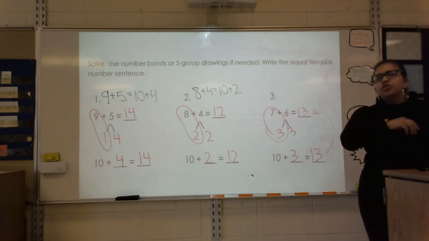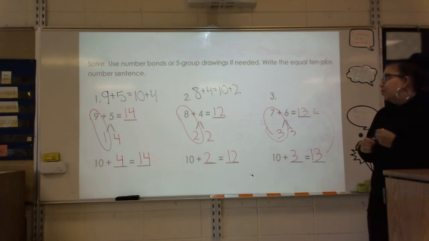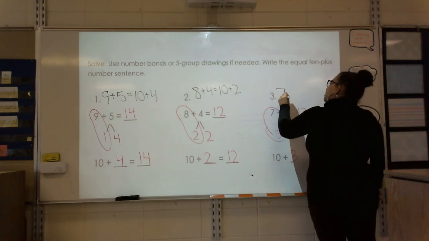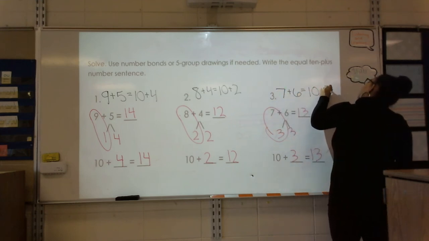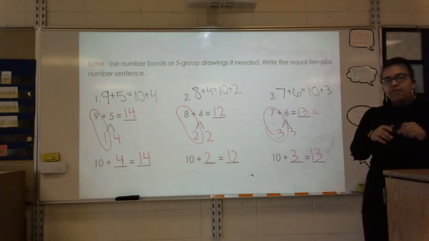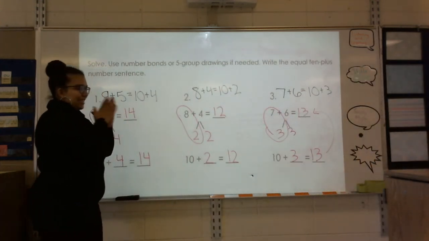So what else do we now know is true? Oh, y'all are so smart. 7 plus 6 is equal to 10 plus 3. Yay!